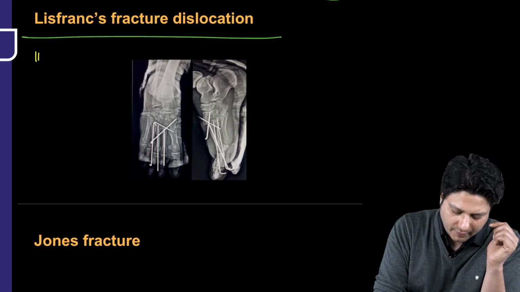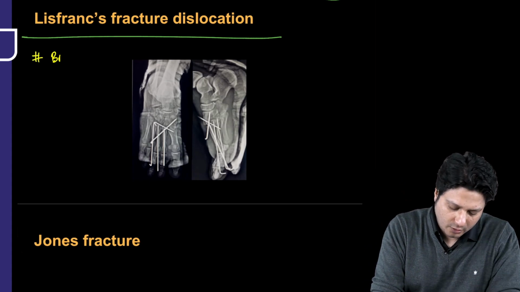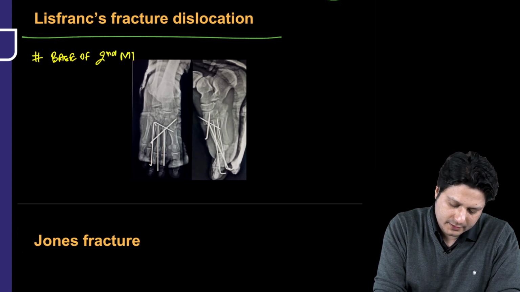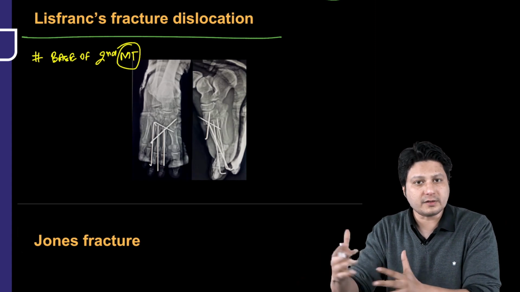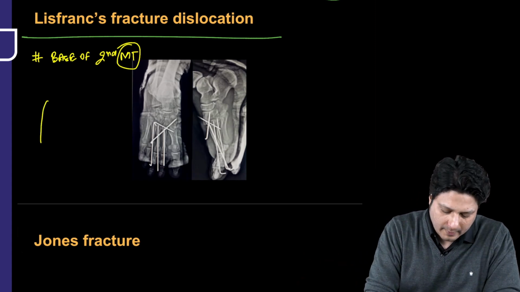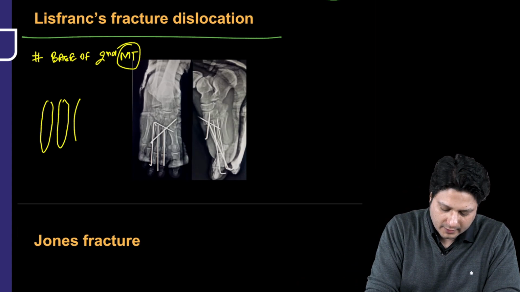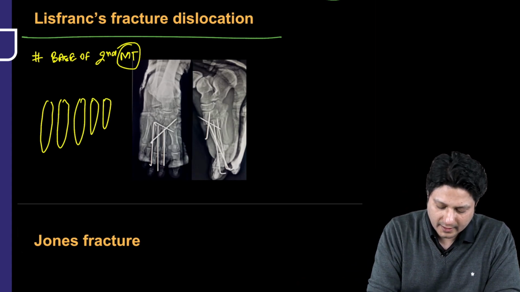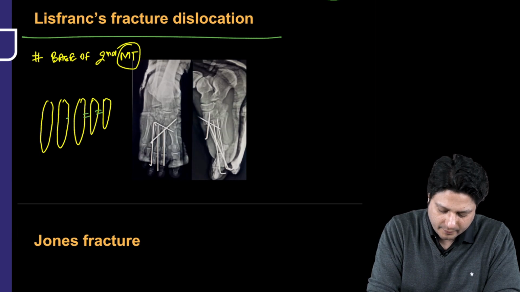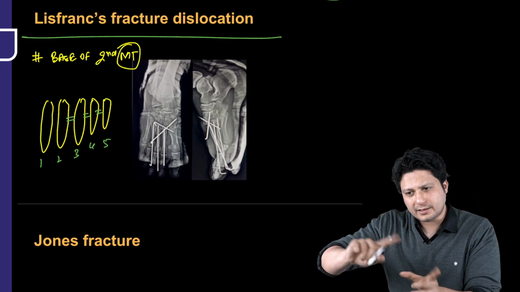It is the fracture base of the second metatarsal. Now my question is, why does it have to be managed surgically? What is the reason for this surgical management? You know, imagine these are the metatarsals 1, 2, 3, 4 and 5. All these metatarsals are connected by an intermetatarsal ligament. All of them are connected by intermetatarsal ligament.